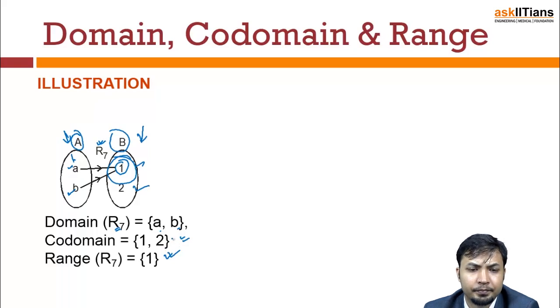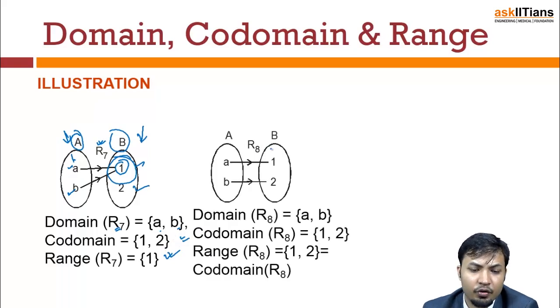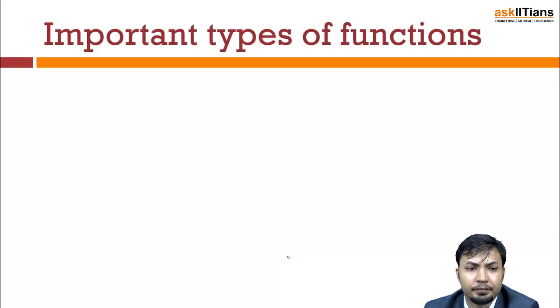Okay, now let's continue further. The same thing is significant over here. Now over here you will see that both my range and codomain are the same.